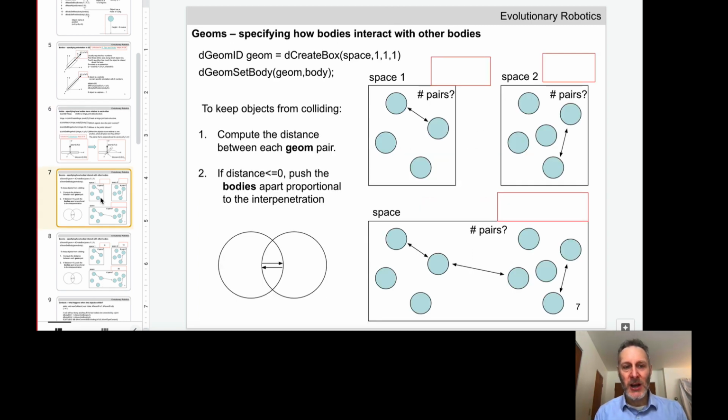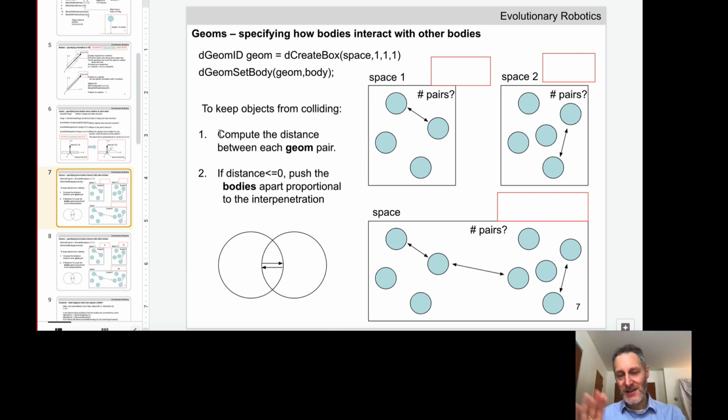Okay, let's move on and talk about contacts. In ODE, this was known as geoms. It doesn't matter really what they're called. We want to try and specify how objects interact when they come into contact with other bodies. There's lots of different ways this is done in physics engines. We want to keep some objects from colliding with others. If we tell the physics engine that there are certain pairs of objects that we do not want to interpenetrate, they should stop when they come into contact with one another.